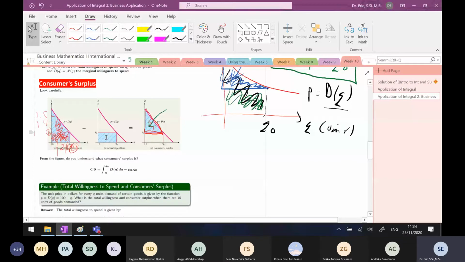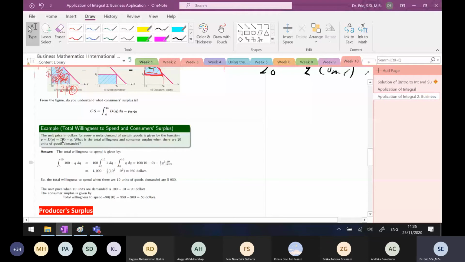The unit price in dollars for every Q units demand of a certain good is given by this function. I'm sorry, I forgot to put the units. It has to be dollar per unit because this is a unit price, yeah. Dollars per unit. What is the total willingness and consumer surplus when there are 10 units of good demanded? If you buy 10 units, so what is the total willingness to spend?